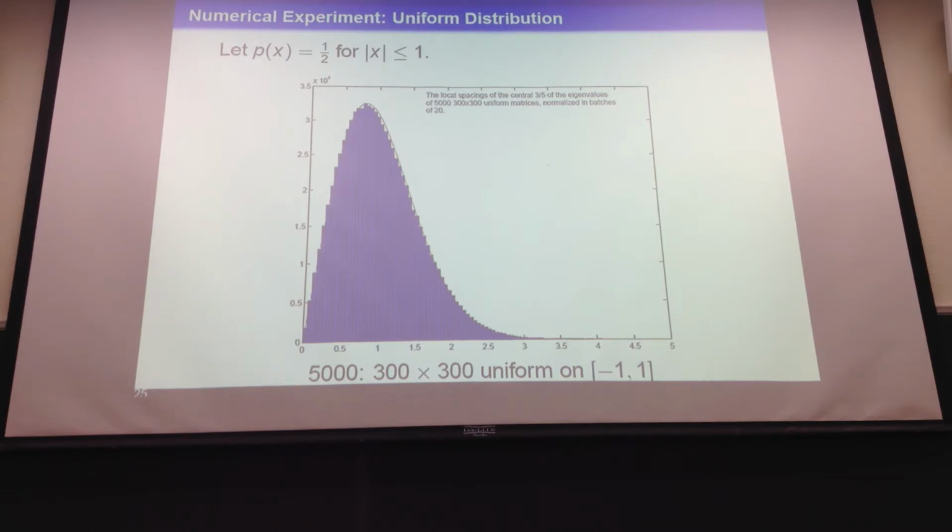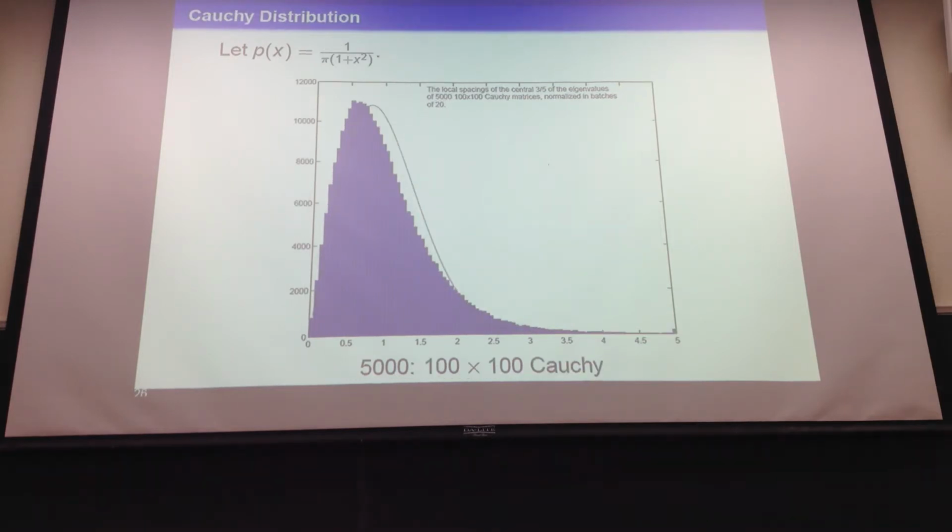So I'm choosing 5 300 by 300 uniform matrices. And so the black line is the prediction, the blue is the histogram. It's actually a little bit of a lie. The black line is not the prediction. The black line is a close approximation to the prediction. I don't want to calculate the infinite Fredholm determinant. The approximation is really close. Good fit, bad fit? Good fit. Cauchy distribution, good fit, bad fit?